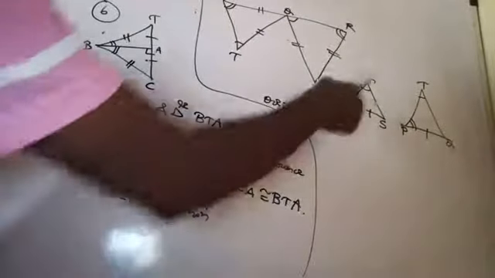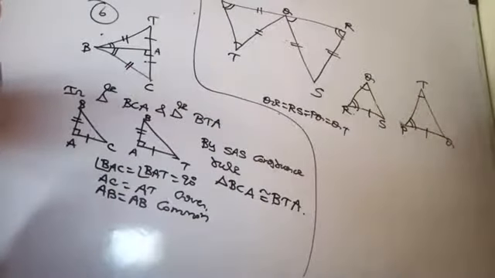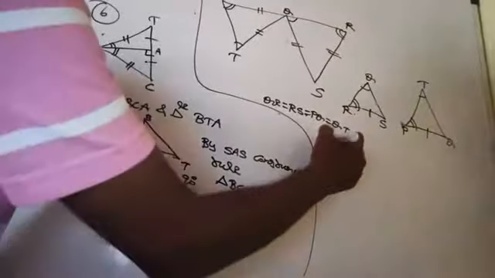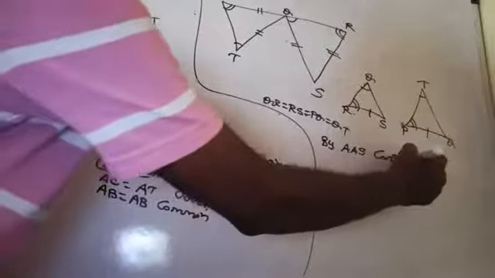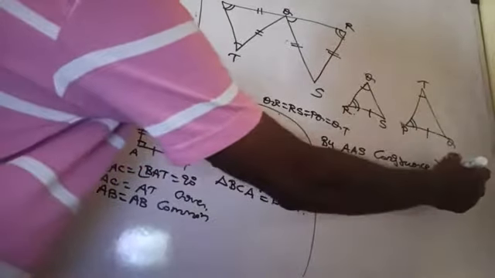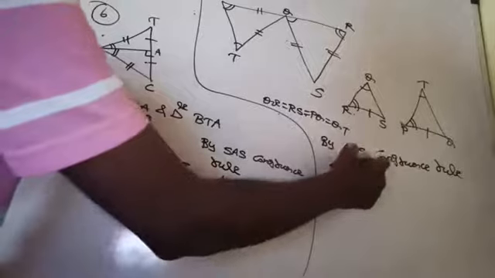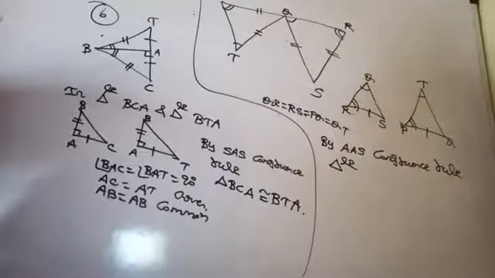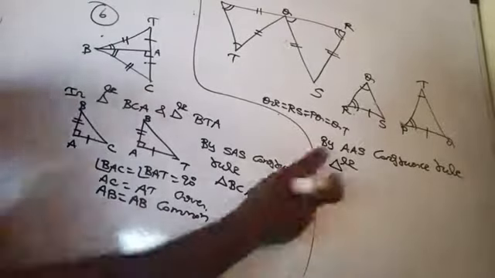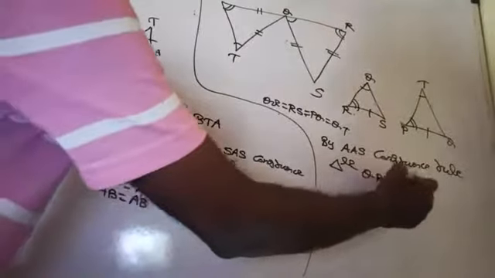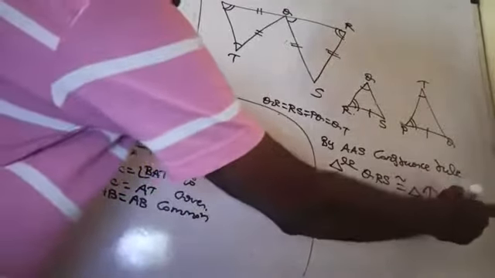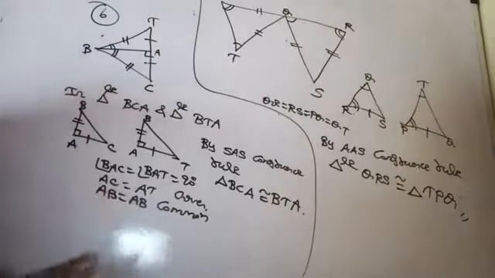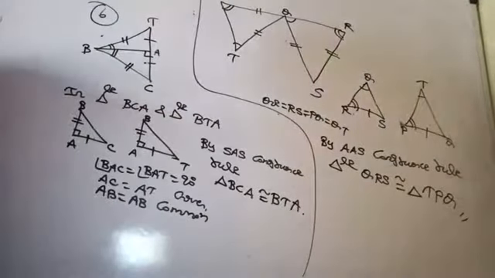Therefore by AAS, what can you say? By AAS congruence rule, which triangle? QRS, under the correspondence of what? So triangle QRS is congruent to triangle TPQ. Triangle QRS is congruent to triangle what? TPQ. Are you getting here?